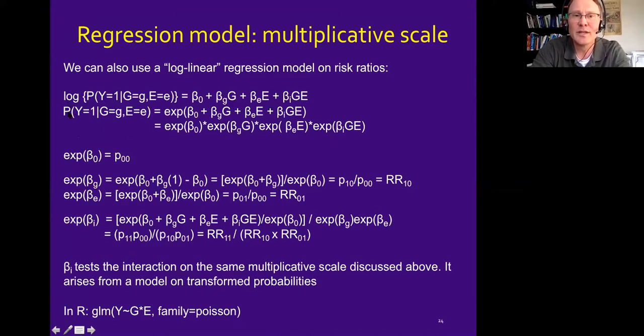And so if we exponentiate both sides, you get that the probability of Y equal to 1 given G and E is equal to the product of all these different exponent terms. And if you calculate, you'll see that the exponent of B0 is again P00, but the exponent of BG, for example, is actually the risk ratio of the genetic effect, P10 over P00. And the exponent of the environmental effect is P01 over P00, or in other words, the risk ratio of the environmental effect. And finally, the exponent of the interaction term is exactly what we wanted it to be back before, which is the risk ratio of the joint effect divided by the product of the other two, the genetic and environmental risk ratios.